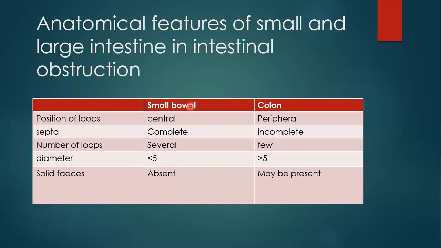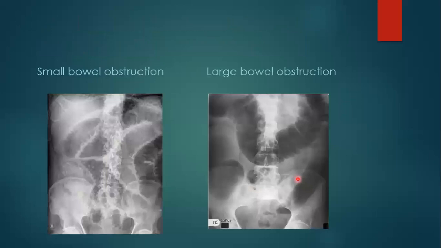This diagram will differentiate between features of small and large bowel obstruction on plain film. Position of the loops: in small bowel central, in large bowel peripheral. Septa: here complete valvulae conniventes, and here incomplete haustra. Number of loops: several in small bowel. Diameter: less than 5 cm in small bowel, more than 5 cm in large bowel. Solid feces: absent here, and here may be present.